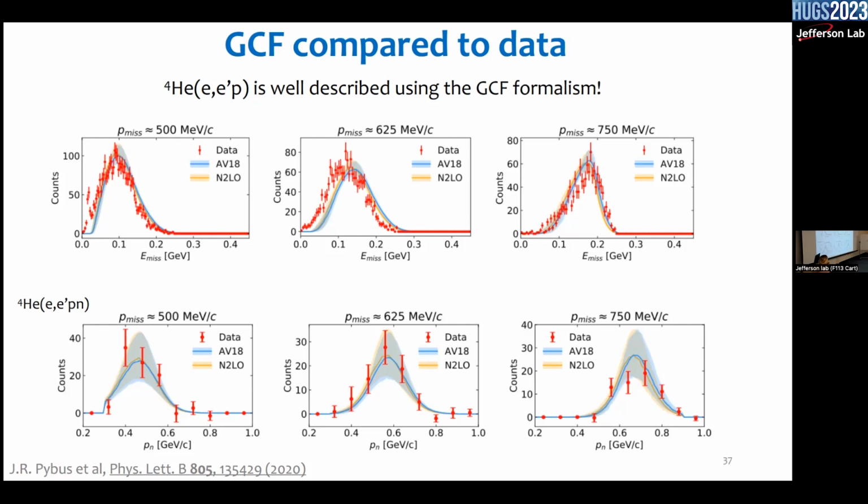And what's really interesting is that they showed two different NN potentials here. They use AV18, which is very common, and then chiral perturbation theory next-to-leading order, which is also a pretty common choice. And they showed that with those choices you could use the GCF to reasonably describe the shapes of the data. And you can do the same with something like (e,e'pn), right? There's a lot less data here, and the data is a little poorer because neutrons are hard to extract for these measurements. But again, this worked reasonably well.